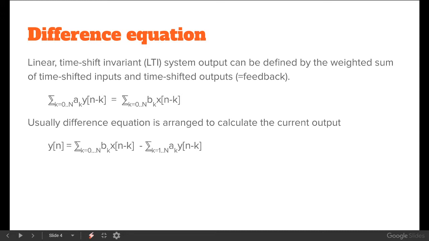So this is the feedback term, this is the feed forward term. And the minus is not an accident, it comes from that. So the difference equation is defined like that. Everything of the output is on one side and everything else, the input, is on the other side. This is the way you usually describe it or start figuring it out from a block diagram.